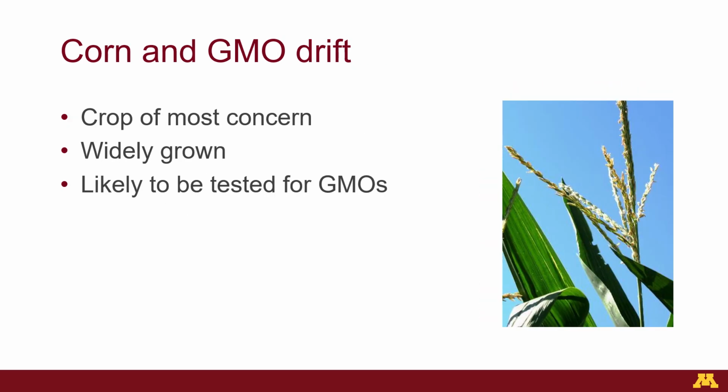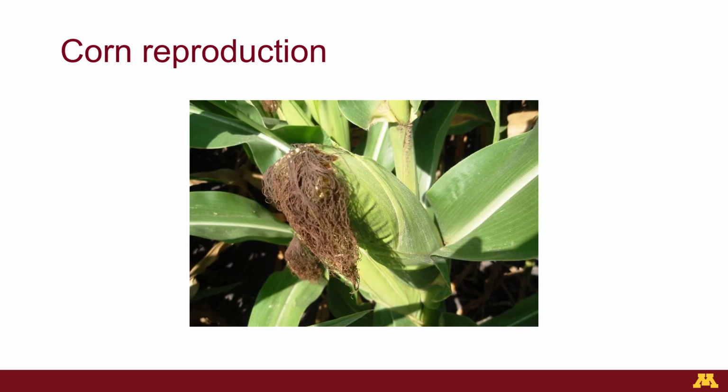Corn is generally the crop most likely to be of concern for GMO pollen drift, so most of our discussion from now on will focus on corn. But many of the same principles will apply to crops such as canola. Also, because corn is so widely grown, it's most likely to be tested for contamination and rejected by buyers if GMOs are found.